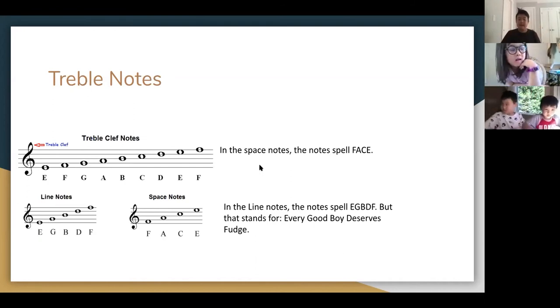Remember that, guys. Now for the line notes. The line notes spell E-G-B-D-F, but this doesn't really create a word, so I use something that could stand for it. There are many things that people use, but the one I always used was every good boy deserves fudge. Can you guys write it down? Every good boy deserves fudge. E-G-B-D-F. If you remember this little sentence and know what each word starts with, you can work out the notes. This would be the line notes for the treble clef.